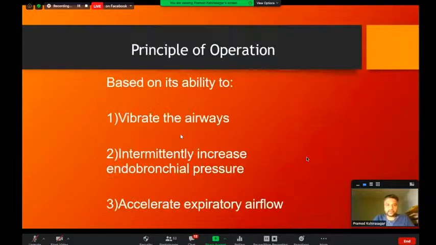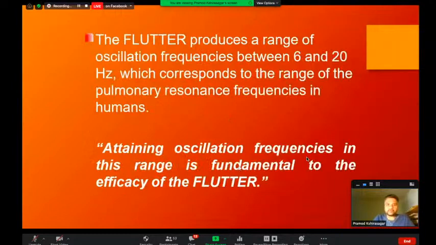So it vibrates the airway, intermittently increases the endobronchial pressure, and accelerates expiratory flow. The flutter produces a range of oscillation frequency between 6 and 20 hertz, which corresponds to the range of the pulmonary resonance frequency in humans.